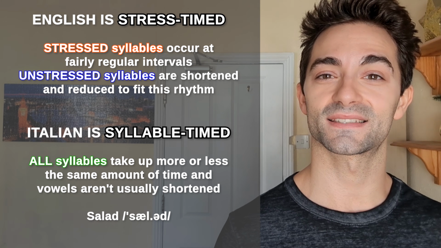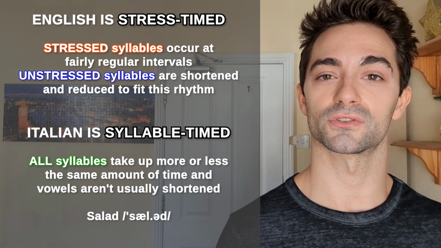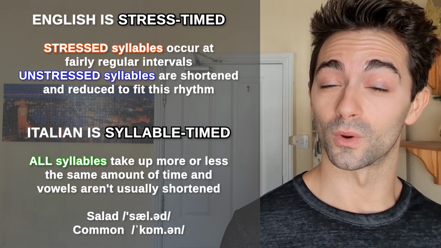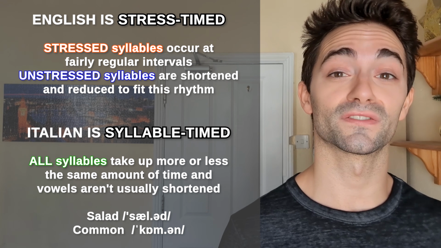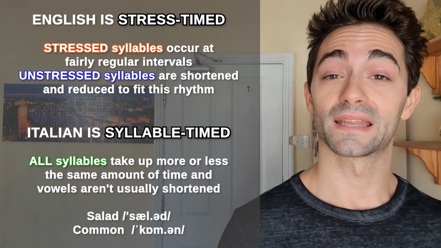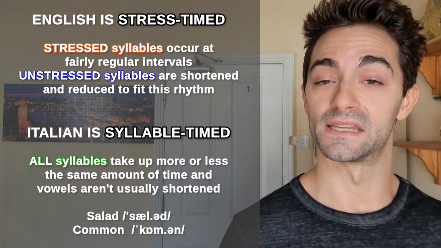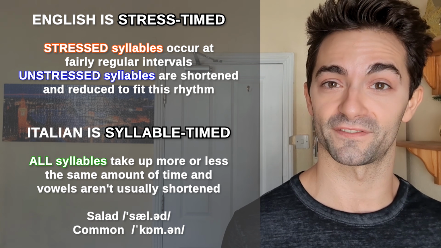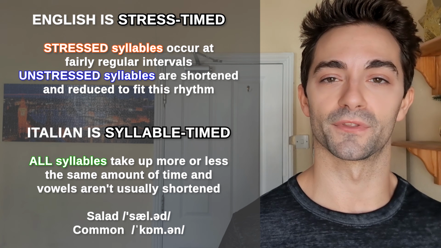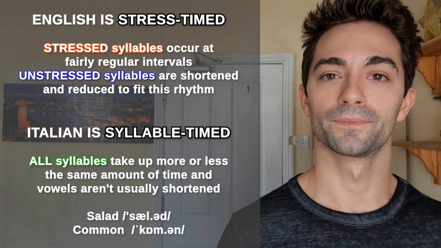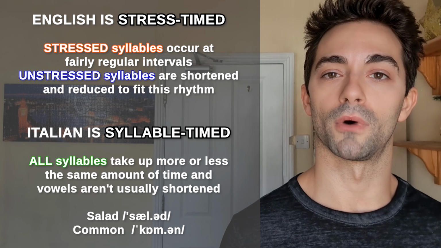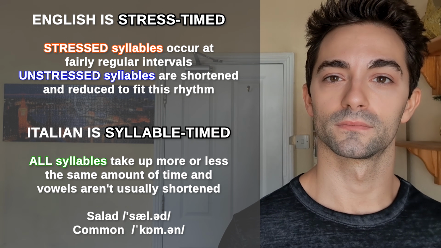So we say salad. Let's go back to salad. In this other word, the stress falls onto the first syllable again. But again, if I were to read it in Italian, I would keep the same strength and length of both vowel sounds. I would say something like common. In English, I say common.